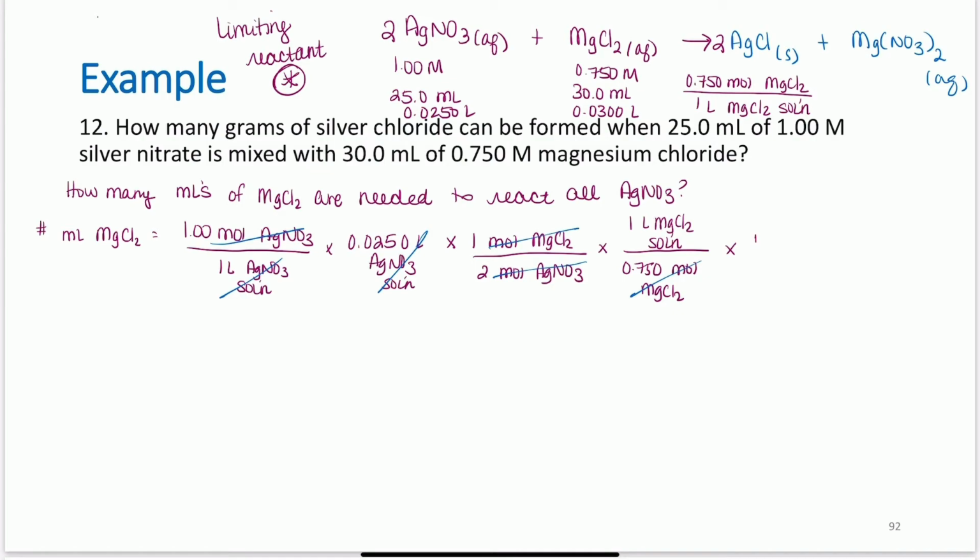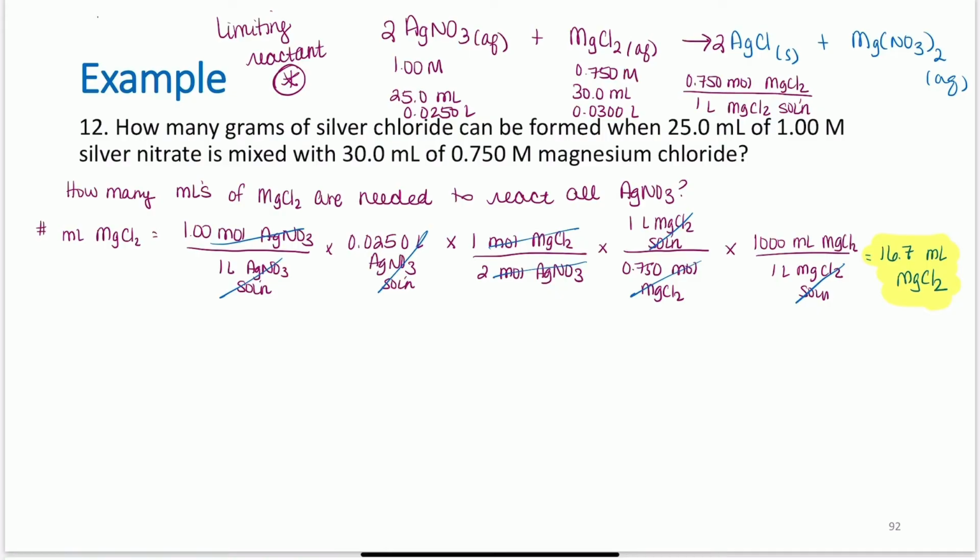This gives me liters of solution. 1,000 mils of my magnesium chloride solution equals 1 liter of my magnesium chloride solution. That cancels out my liters of solution and gives me milliliters. And I see this answer here is 16.7 mils of magnesium chloride. Now, what does that mean? It's not my answer. It's not my answer at all. I'm highlighting it for a sec so we can talk about what it means.